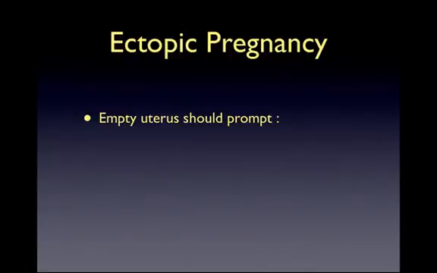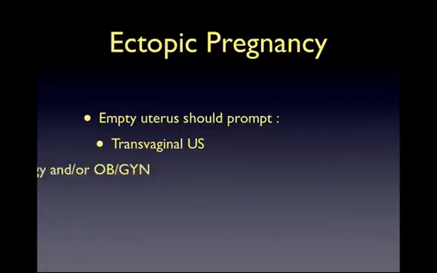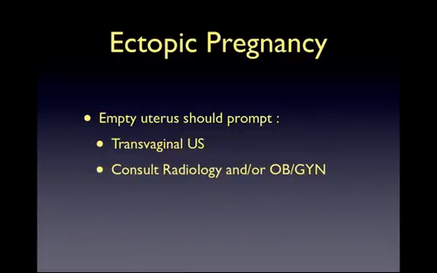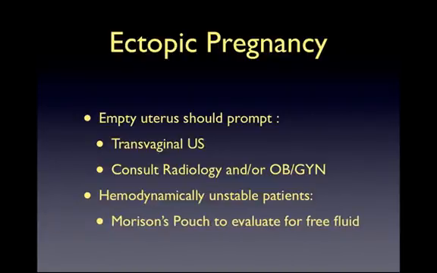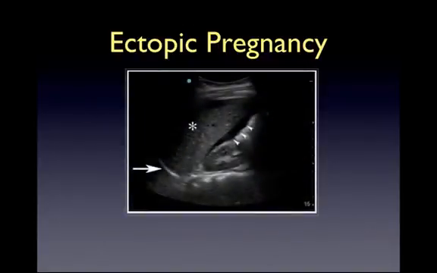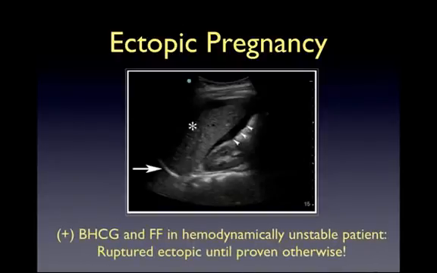If an empty uterus is visualized, this should prompt a transvaginal ultrasound to determine if the higher frequency endocavitary probe can detect an early IUP that is not detected on transabdominal. If on transvaginal ultrasound there's still an empty uterus, the patient should be referred to the Department of Radiology for a confirmatory study and OB/GYN should be consulted. In hemodynamically unstable patients who are known to be pregnant, Morrison's pouch should be the first image that is interrogated. Pregnant patients with free fluid in Morrison's pouch are considered to have a ruptured ectopic until proven otherwise.